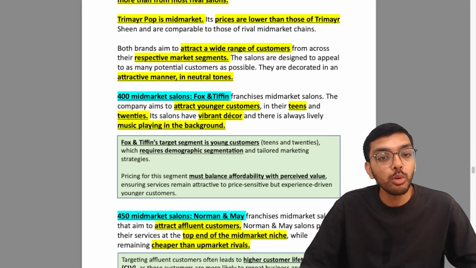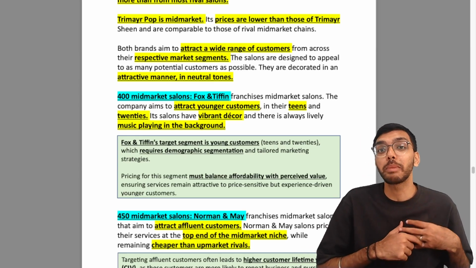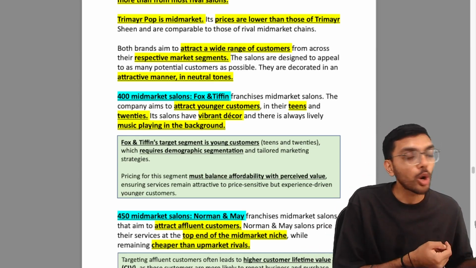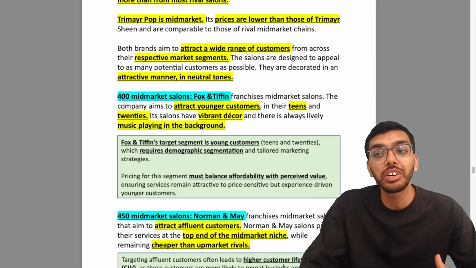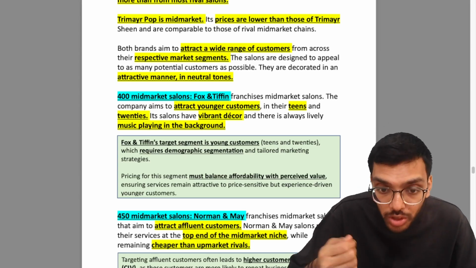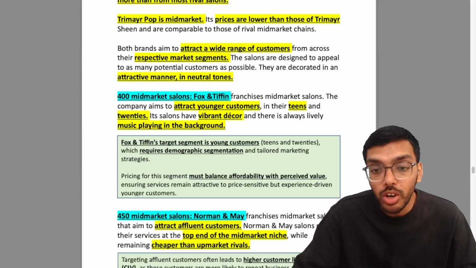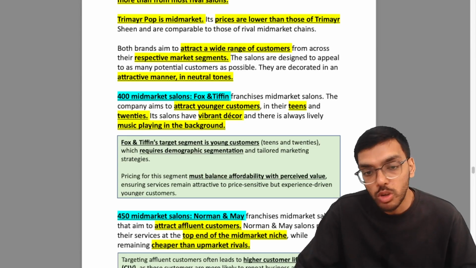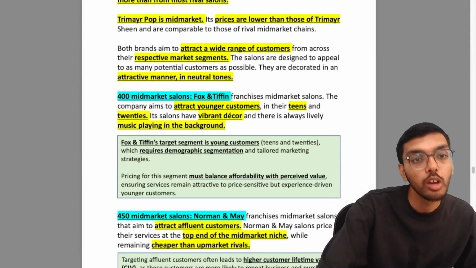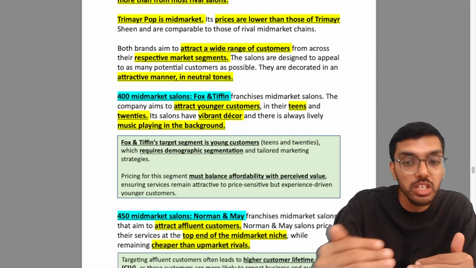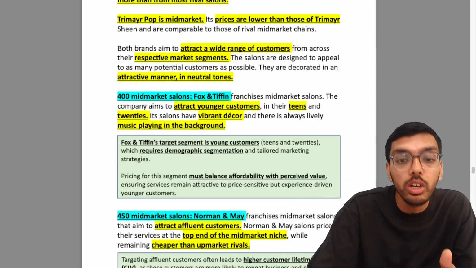So targeting affluent customers leads to higher customer lifetime value because they are expected to spend more, not only on a haircut. They might get a color treatment, they might get some other treatment at the salon. So repeat businesses become more possible when you focus on affluent customers. Yes, the number reduces, volume reduces, but average customer lifetime value could go up.